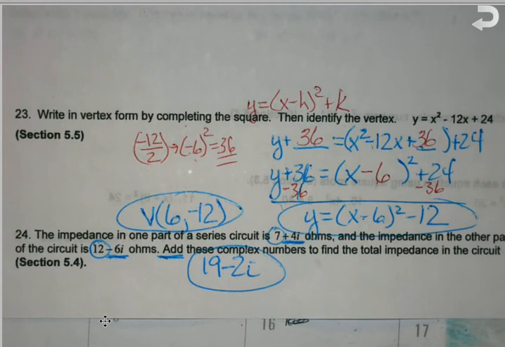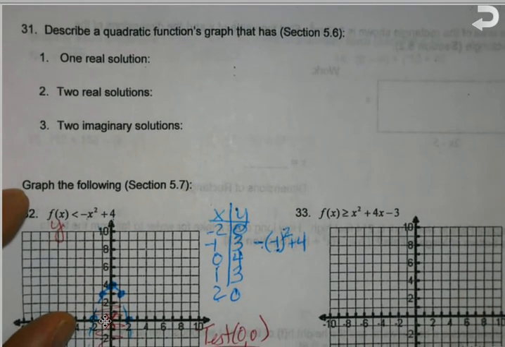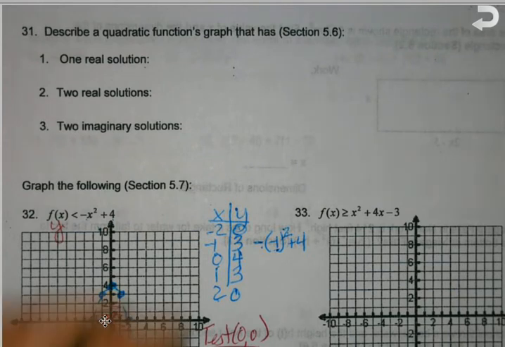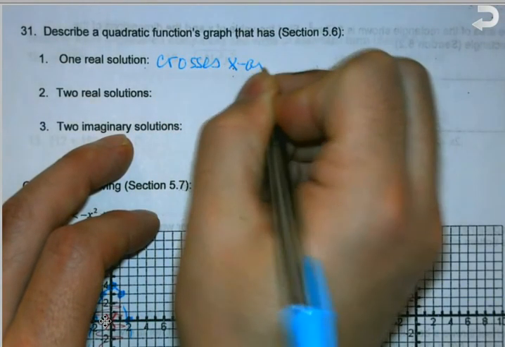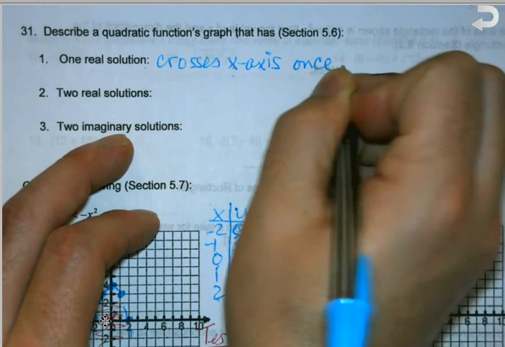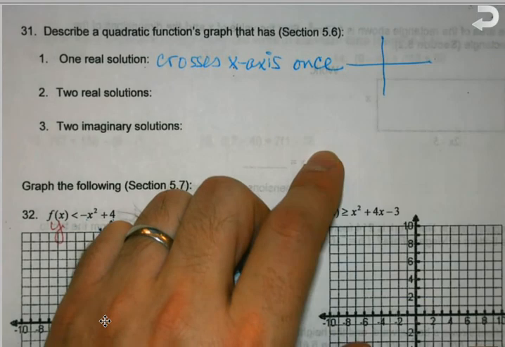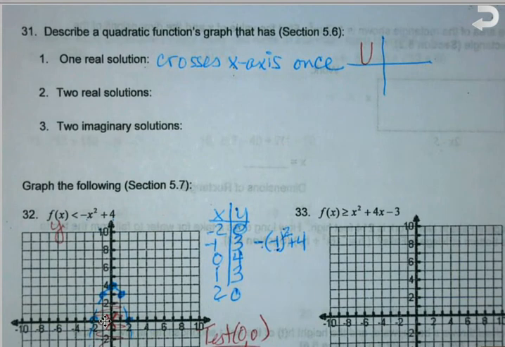Okay. Take a flip over here. 31. Describe a quadratic function that has one real solution. The question here is, how many times is my parabola going to cross the x-axis? Once. So this would be it crosses the x-axis once. And I want you to actually describe it. If you need to draw yourself a picture to remind yourself what it would be, that's okay, but just drawing a picture is not going to cut it here. I want you to put it into words.